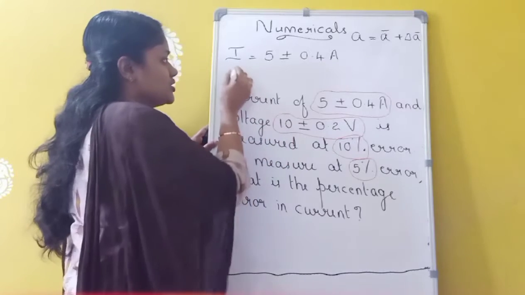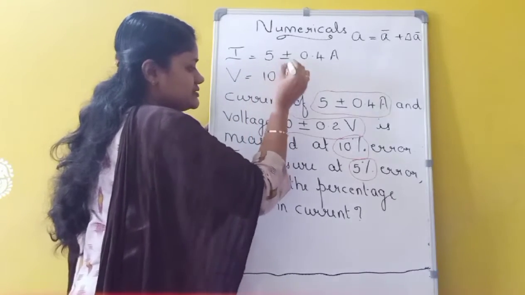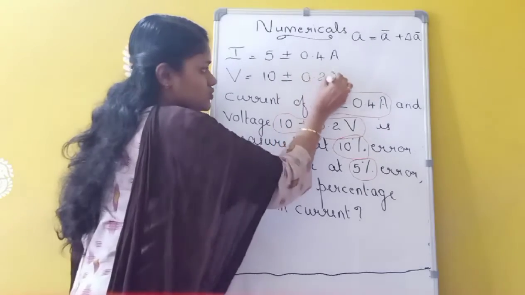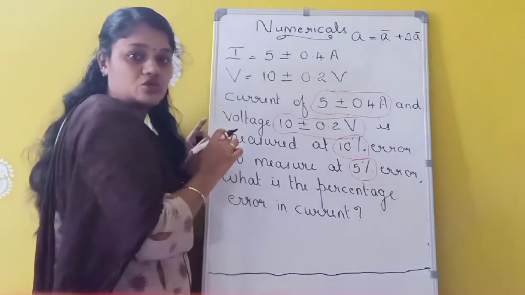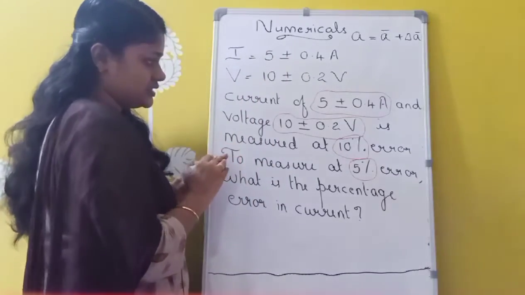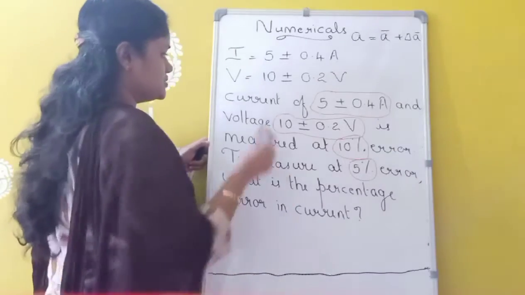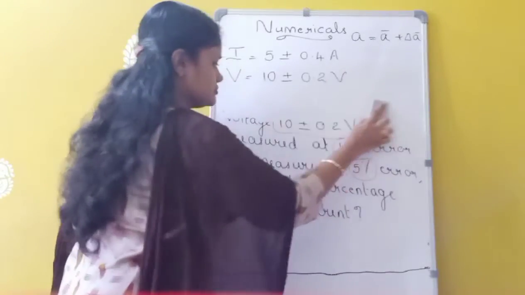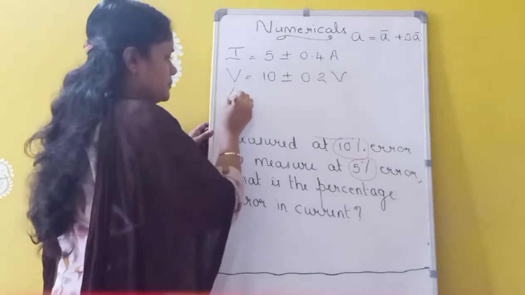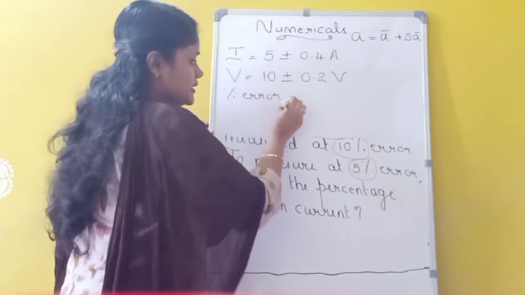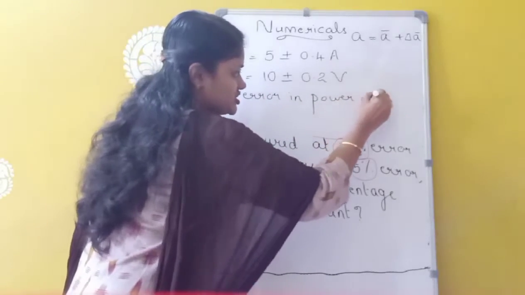Okay. Similarly, we have voltage here. V equals 10 plus or minus 0.2 volt. So here 10 is the true value and the 0.2 represents the absolute error in the measurement of voltage. Now the percentage error for power is given here as 10%. Percentage error in power is given as 10%.